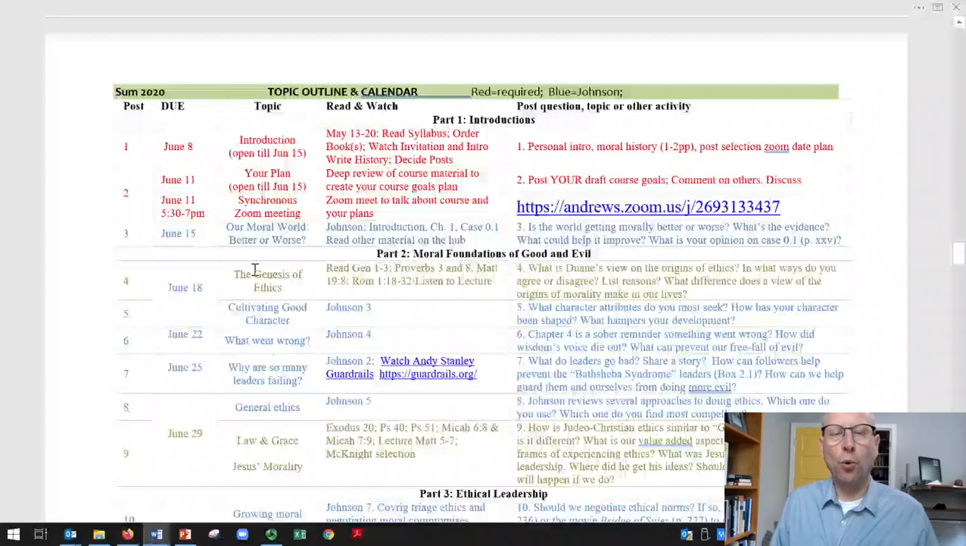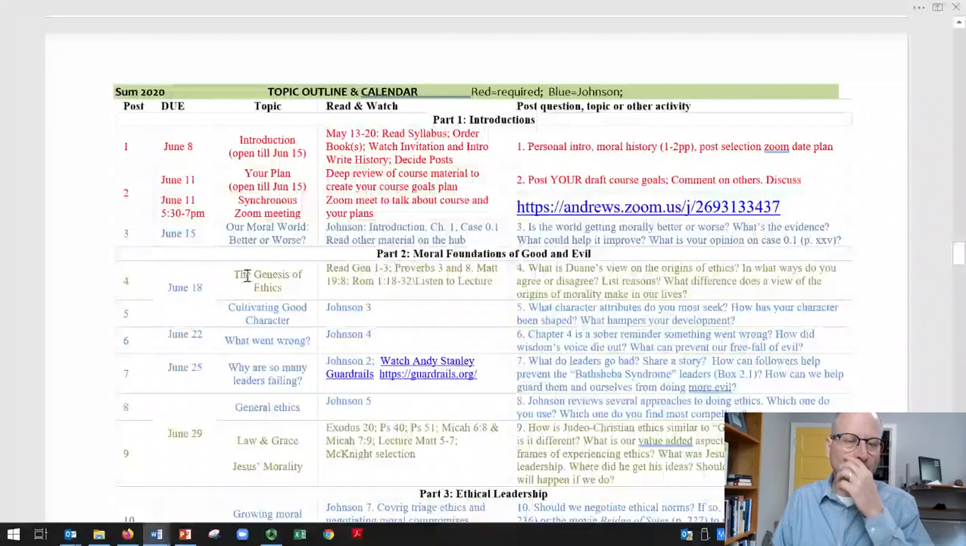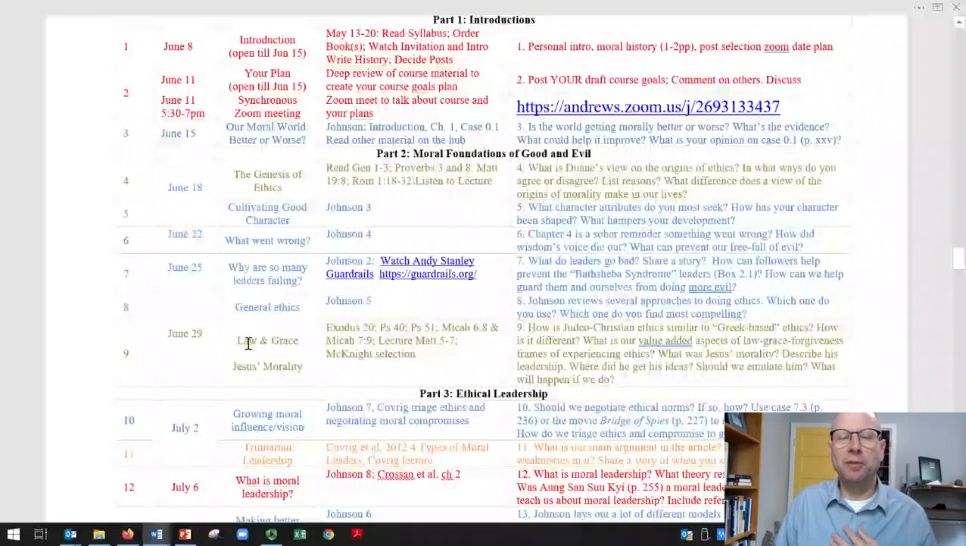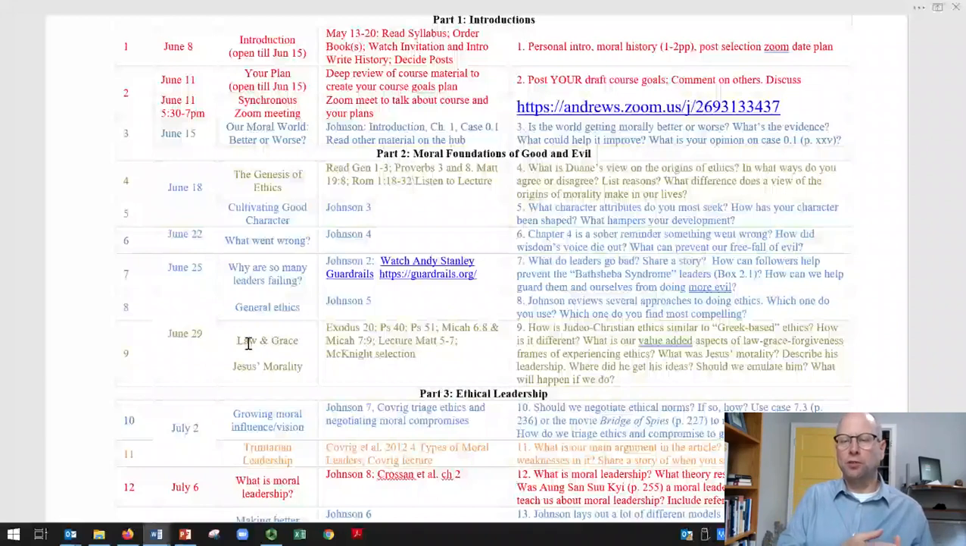For example, where did ethics begin? The genesis of ethics will be a post about how did it get started. Was it a moral evolution, or was it God that created it? I throw in something about law, grace, and Jesus' morality. How do we understand the contribution of Judeo-Christian religion to this world of ethics, especially Greek-based ethics, which have dominated for the last 2,500 years? What do we add? I think we add a lot. In fact, I think better than Judeo-Christian ethics.